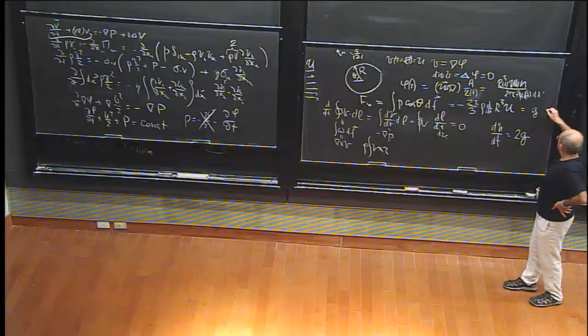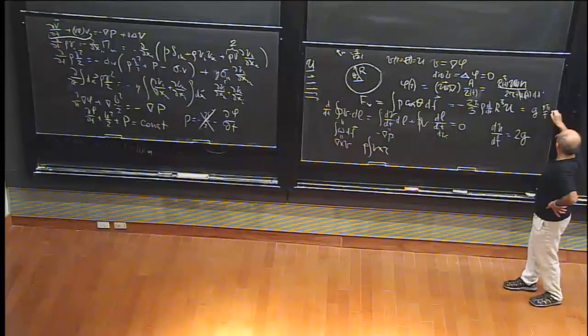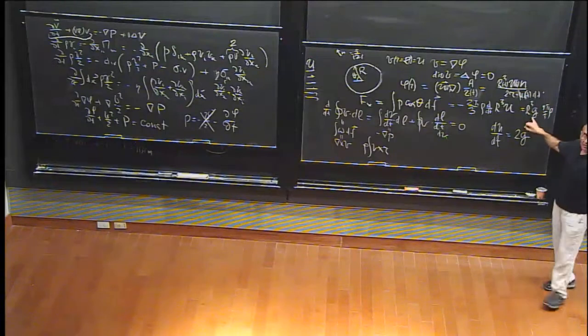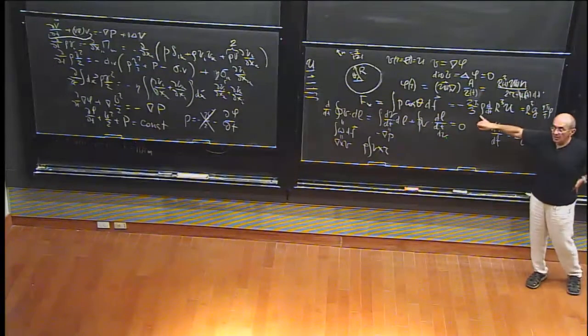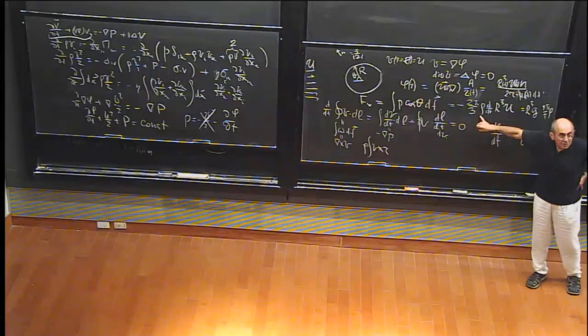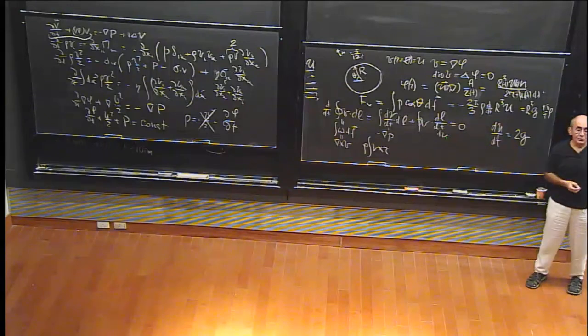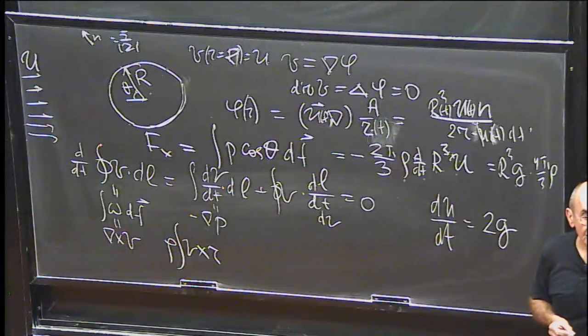Well, g times 4 pi over 3 rho r cubed. This is my Archimedes force. This is my inertia. So first of all, this is the first example of renormalization in physics.